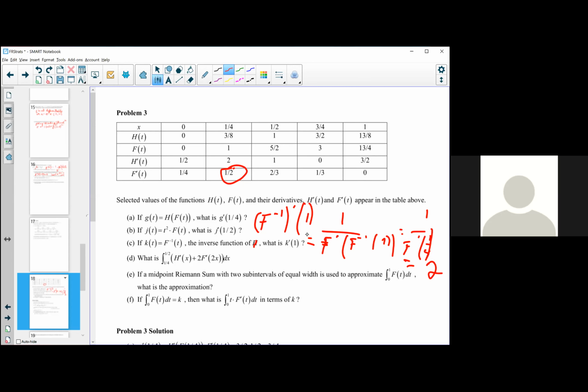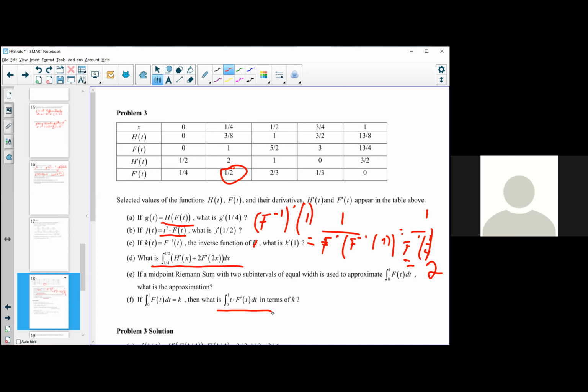I just wanted to illustrate that we could test the derivative of the inverse rule using a table. We can test the product rule, as it's done in part B here, using a table. We can test the chain rule, as done in A, using a table. We can test the fundamental theorem and u substitution using a function like is done here in question D. We can test midpoint sums. And if you look down here at the bottom, we can even test, do you know how to do integration by parts?